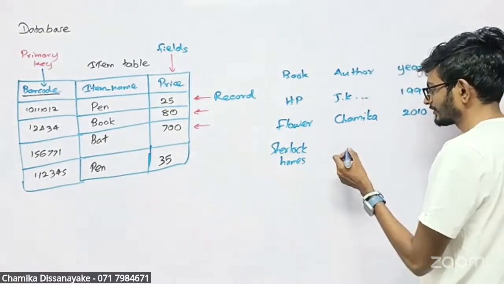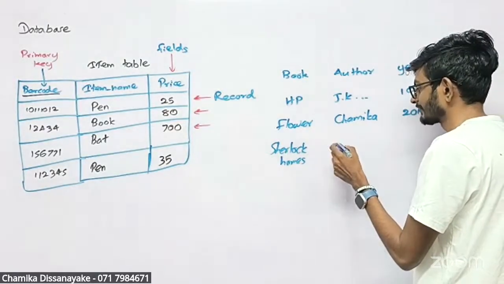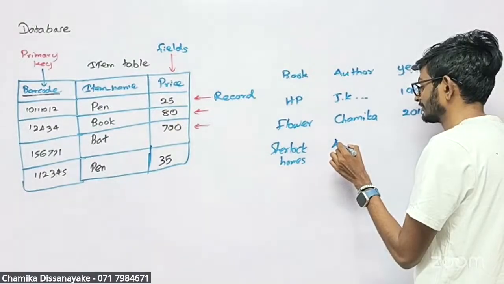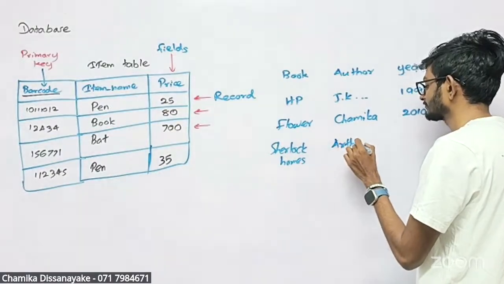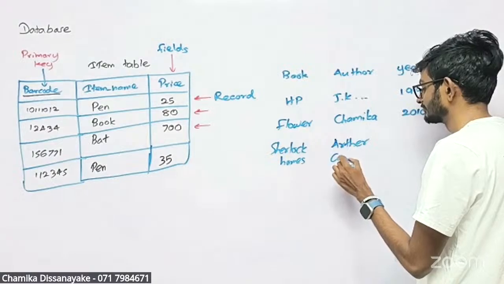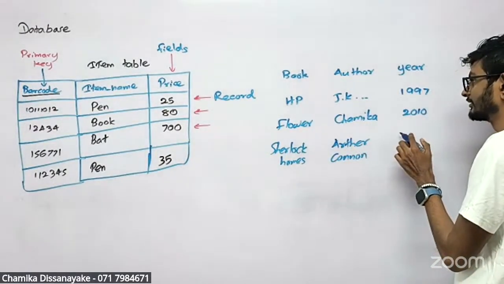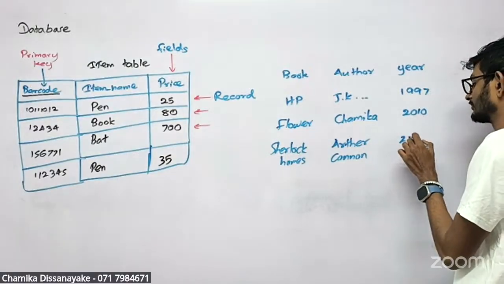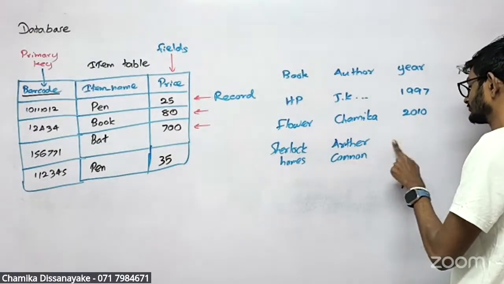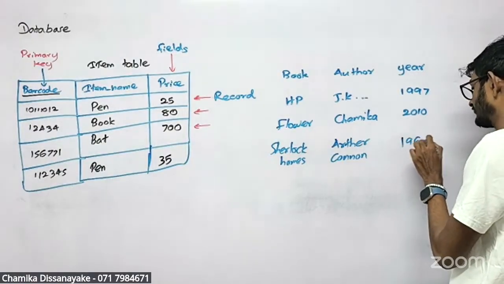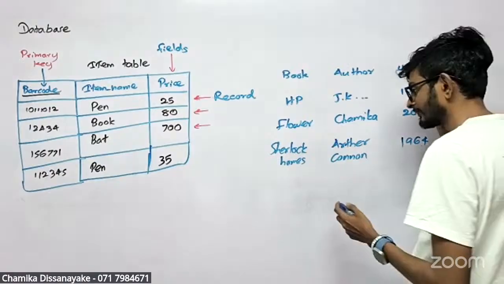Sherlock Holmes is written by Sir Arthur Conan Doyle. Okay. In... no, 2000... let's say 64. I don't know the year.